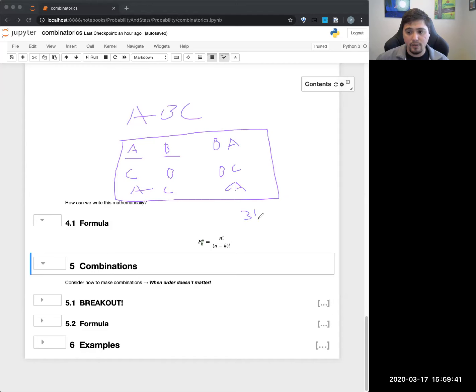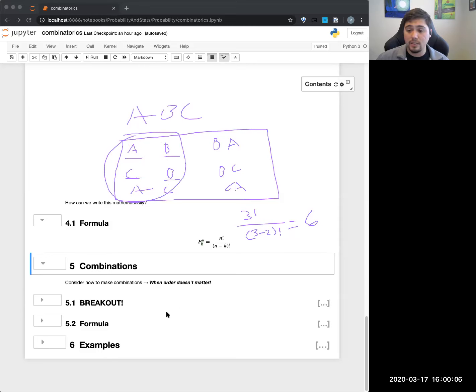It's 3 factorial divided by 3 minus 2 factorial, which is just 3 factorial, which ends up getting a total of 6. So you can see here, that's all of the different permutations, but for combinations, we don't care about order, so it would only be 3. So the number of combinations would only be this portion right here and not the rest of these.